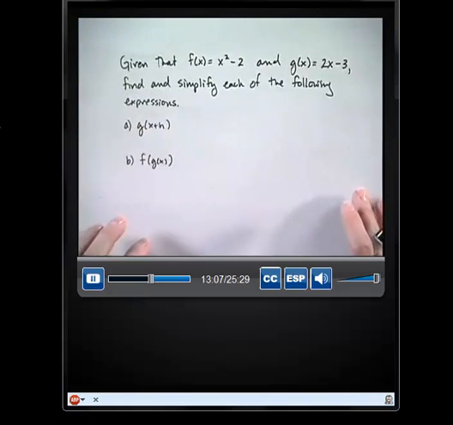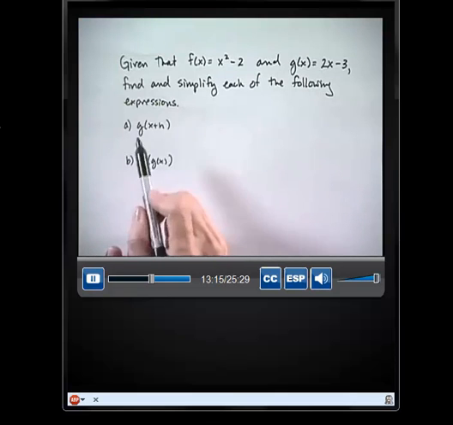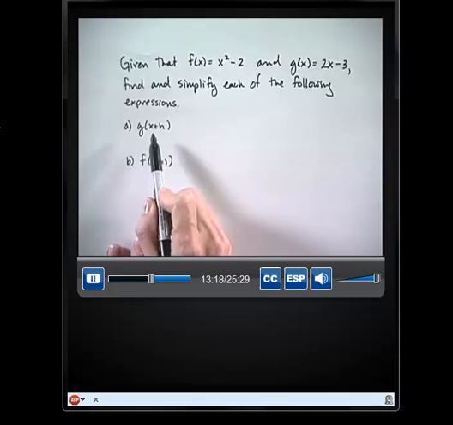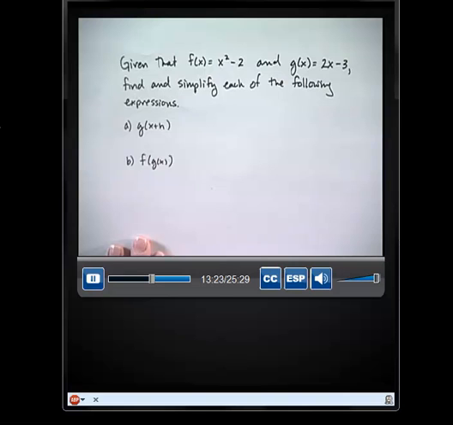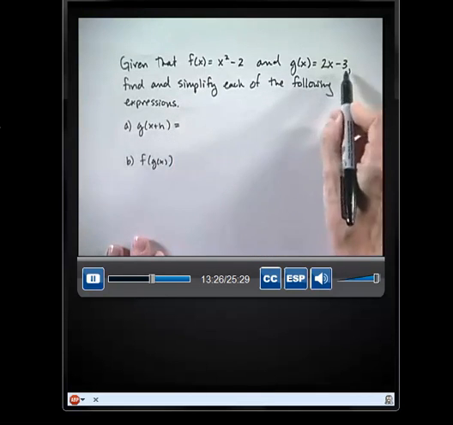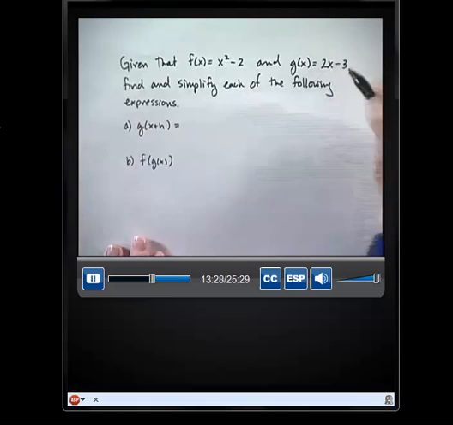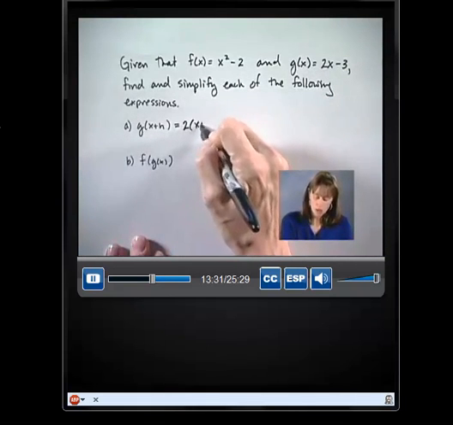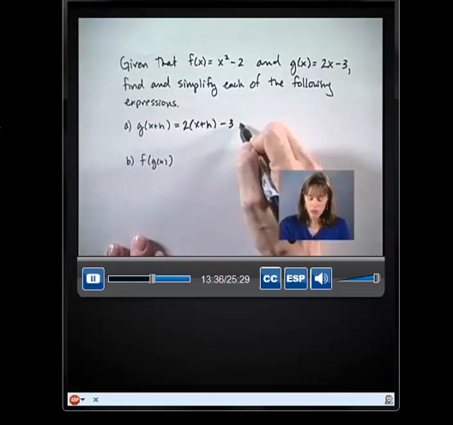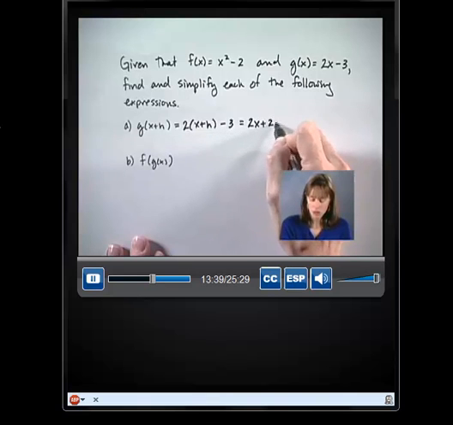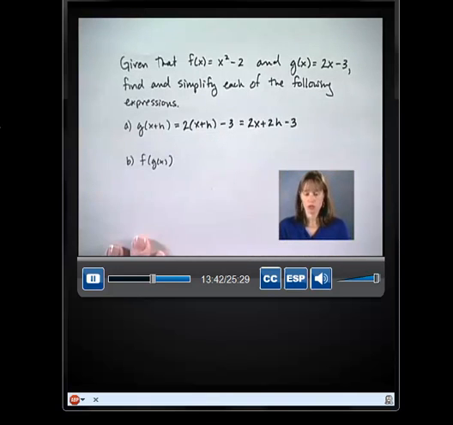Given that f of x is x squared minus 2 and g of x is 2x minus 3, find and simplify each of the following expressions. First of all, we want to find and simplify g of x plus h. That means replace every x in the function g with the quantity x plus h. Well, here's the function g. Replace this with x plus h to get 2 times x plus h minus 3. And now clean up our answer by distributing a 2. If it were possible to combine like terms, I would do so, but there aren't any in that particular example.